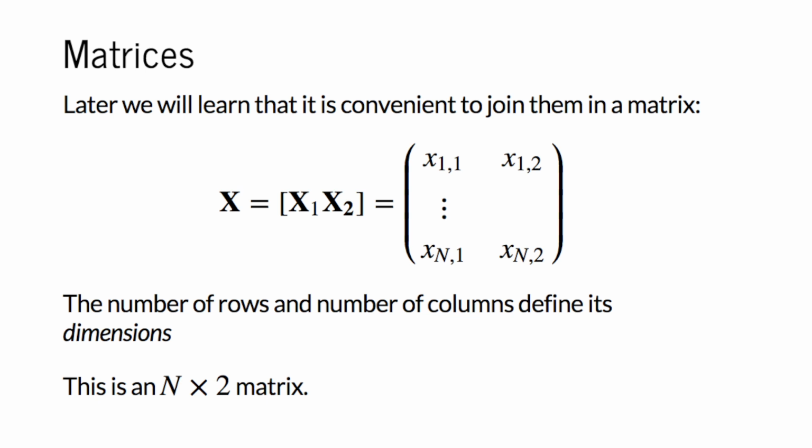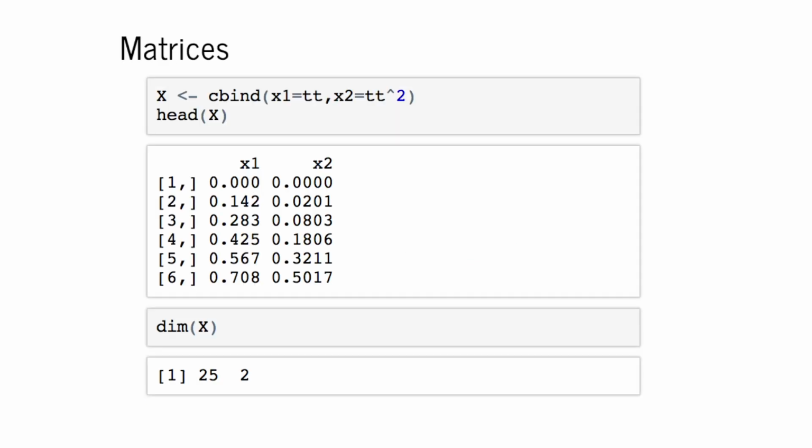So matrices, you can think of them as a series of vectors, one next to each other. Here we can see a matrix that has n rows and two columns, and we use the boldface x to denote it. In R, it's pretty simple to make a matrix. Here we have a slide showing you. We're putting together time and time squared for the dropping object example, and you can see that we can type dim x, and it shows you that it has 25 rows and 2 columns.